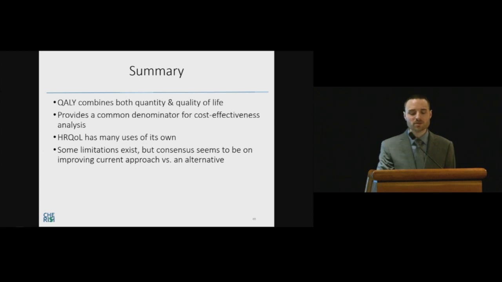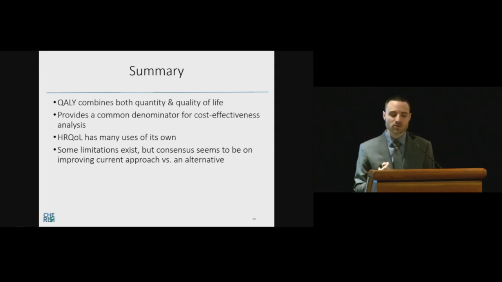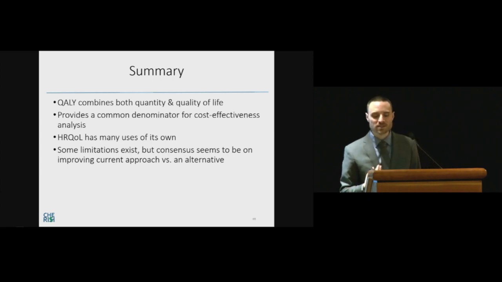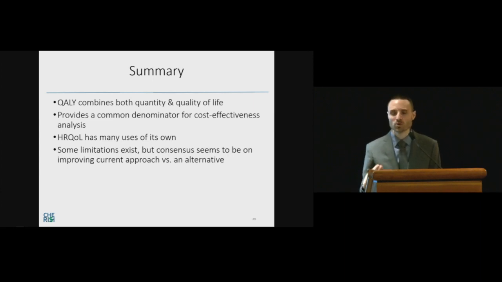Okay, so just to wrap things up, the quality-adjusted life year combines quantity and quality of life and provides a common denominator for cost-effectiveness analysis. The health-related quality of life instrument is certainly worth incorporating because it has many uses of its own, and ideally you want to use something that you could also incorporate into an economic evaluation. As I mentioned, there are limitations associated with it, but the consensus really seems to be on improving this current approach as opposed to transferring to some of those alternative measures that we talked about.